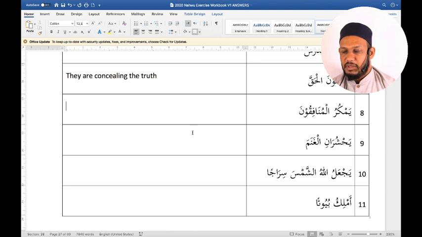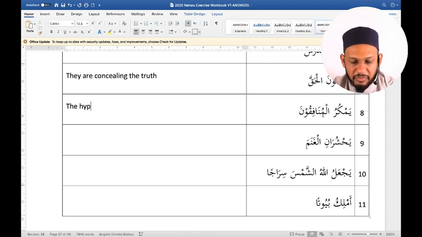Next one. يمكر المنافقون. Makara yamkuru means to plot, to scheme, plan something. So yamkuru means plotting. Who is plotting? I look at the end, nothing. I look to the left. Al-munafiquna is in raf'un. If it had to be nasbun, it would be al-munafiqina. So it's going to be the fa'il. The hypocrites are plotting.